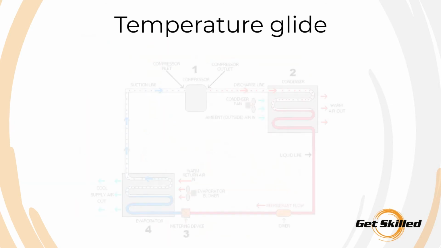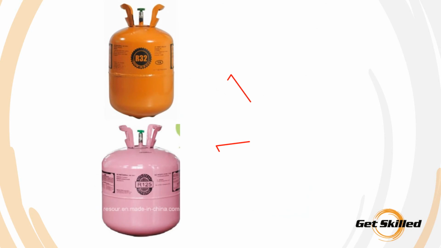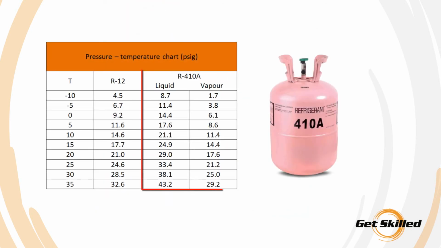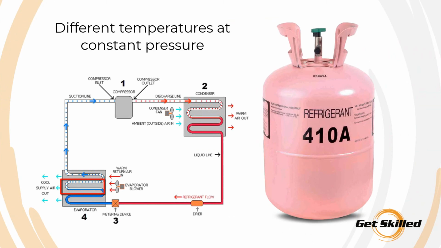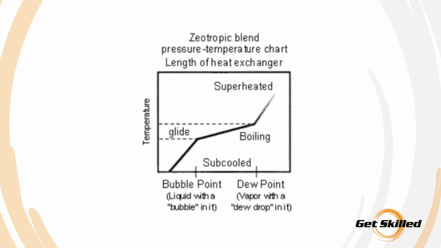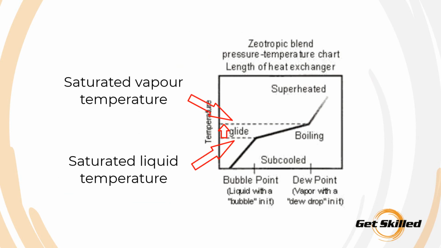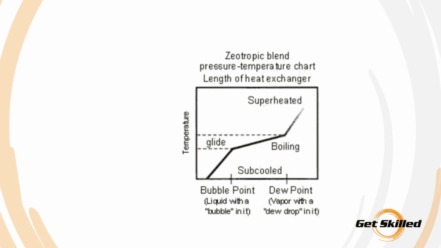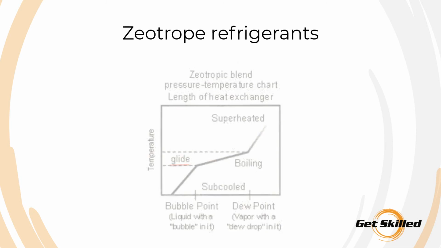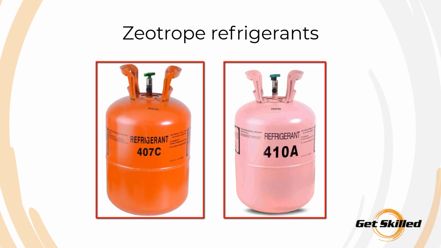Temperature glide. As the refrigerant moves through the evaporator or condenser, each refrigerant in the blend will boil or condense at its own saturation temperature. The two blended refrigerants in R410A will boil at different temperatures at a constant pressure. At constant pressure, the difference between the saturated vapor temperature and the saturated liquid temperature is referred to as the temperature glide of the refrigerant. Temperature glide is found in zeotrope refrigerants in the R400 series, such as R407C and R410A.